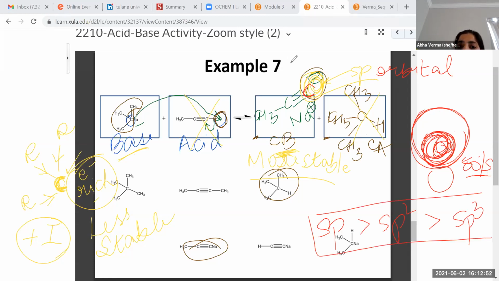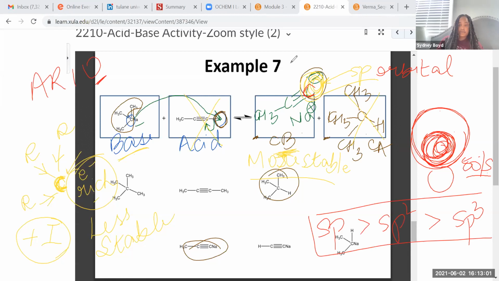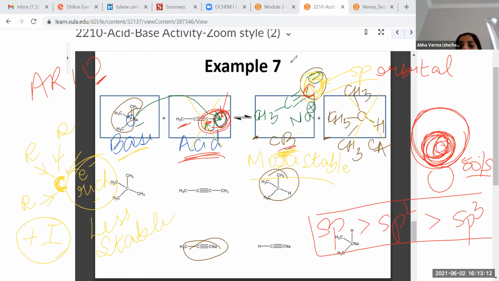So this is the ARIO rule that we did. This is the orbitals part of the ARIO rule. That is more acidic too, as well. Is that what you said? So because it is more acidic, the sp is more acidic than sp3. Why? Because the conjugate base of this will be more stable. That's the only reason. Why will it be more stable? Because the sp orbitals help spread the electrons on it. Whenever you're looking at base stability, always look at electrons being spread out.